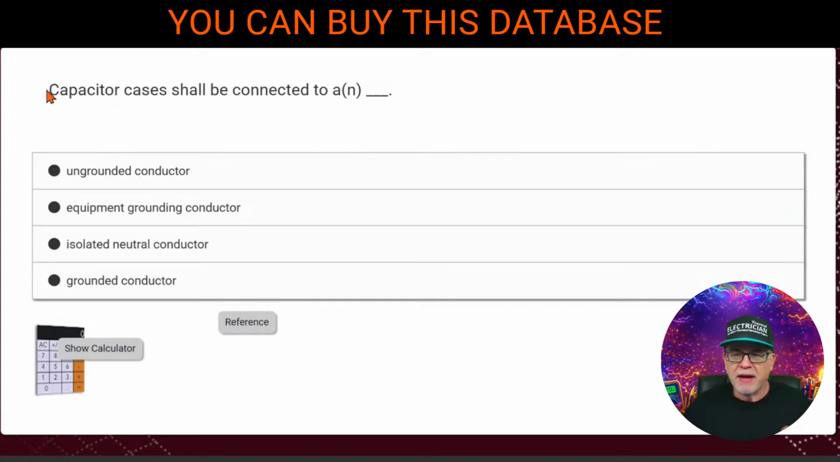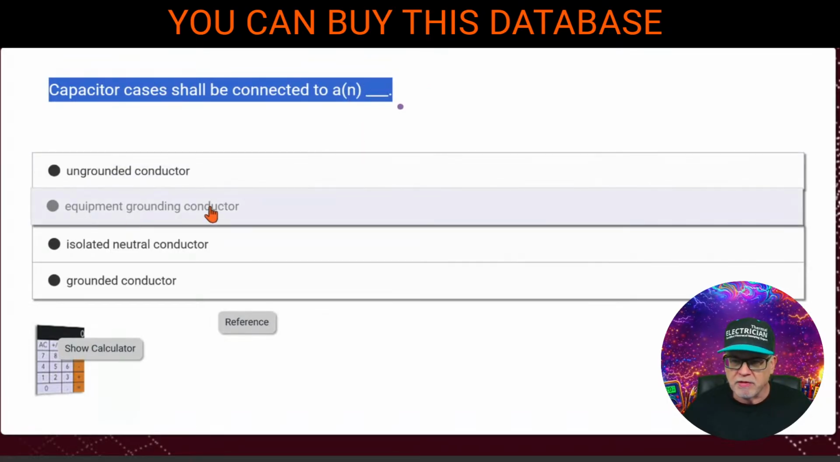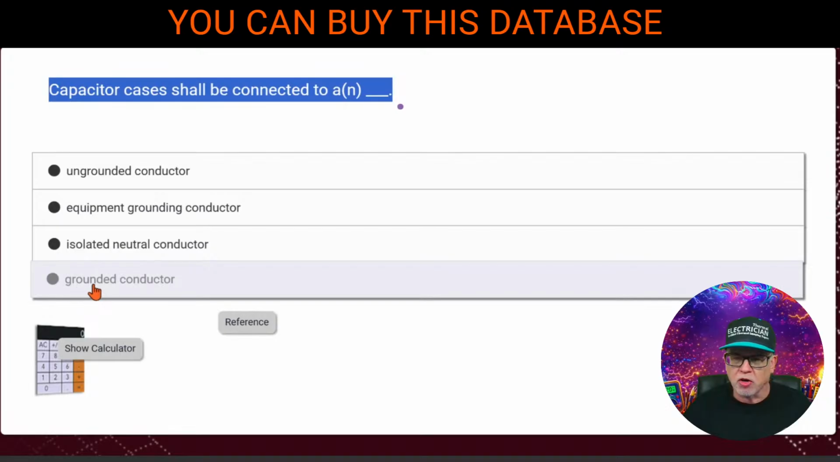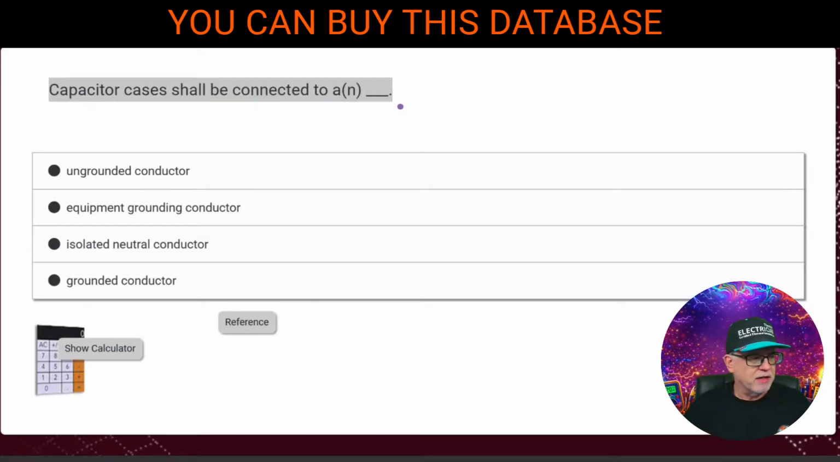Okay? All right, let's do another one. Capacitor cases shall be connected to a or an blank: an ungrounded conductor, equipment grounded conductor, isolated neutral conductor, or grounded conductor. Folks, you have time on each question. You don't need to guess. This is why I have you do each question individually and look it down, because the more you do this, the more you're going to get familiar with the code. You're going to know by now, if you've been in our program, that you're dealing with capacitors, and capacitors have a specific code article.